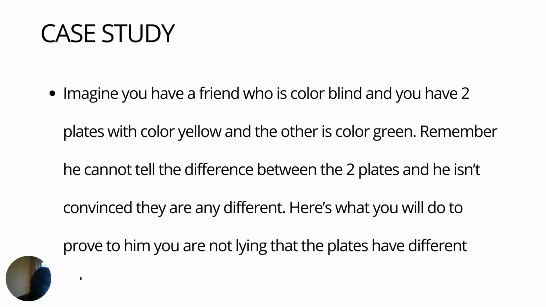Thank you very much. Now, who else can try? Who else can give another try? Imagine you have a colorblind friend. You want to convince him that two plates with different colors are actually having different colors. But you know, he is colorblind, therefore, he cannot tell the difference. Anyone else? Faith?